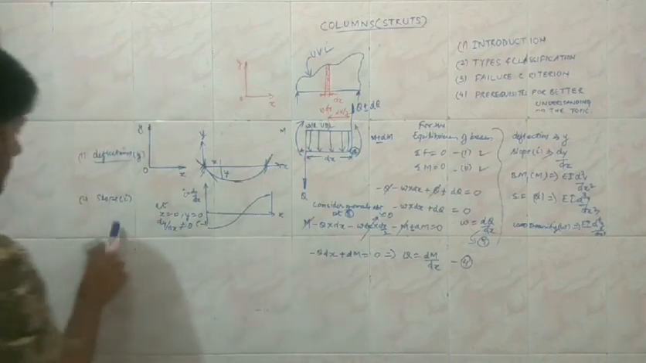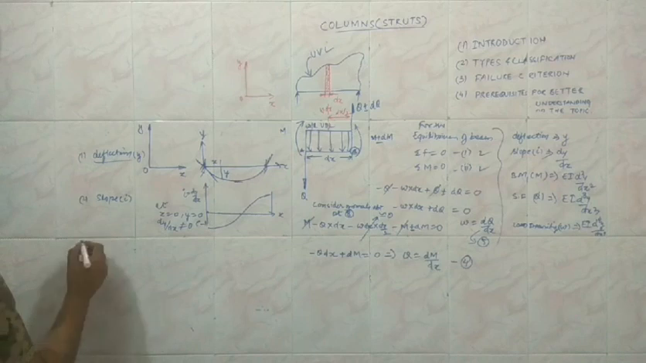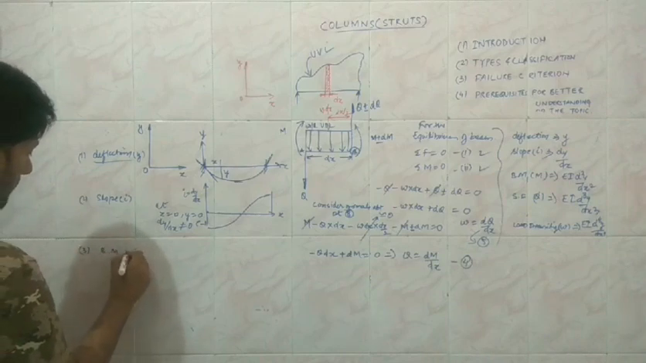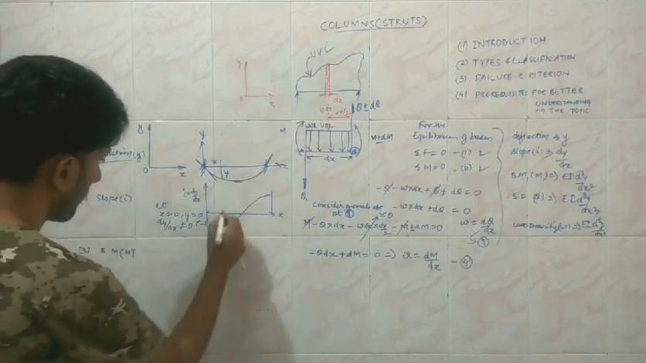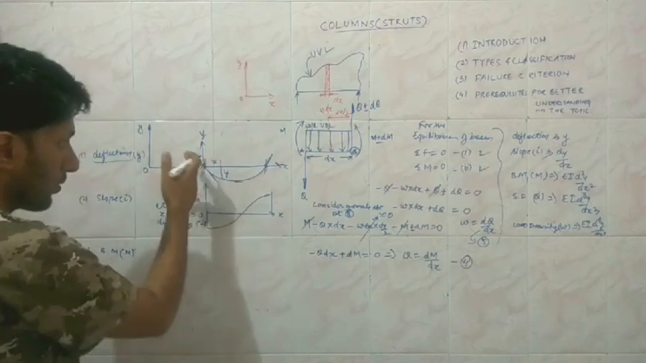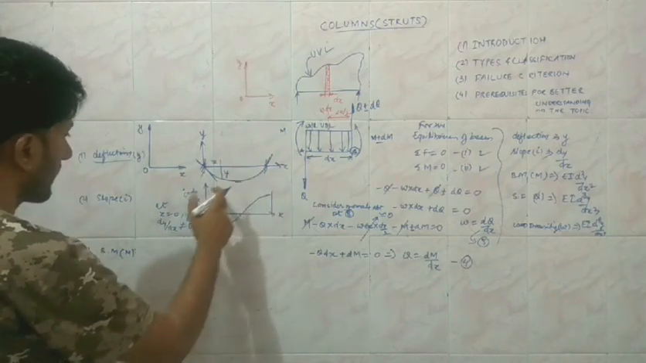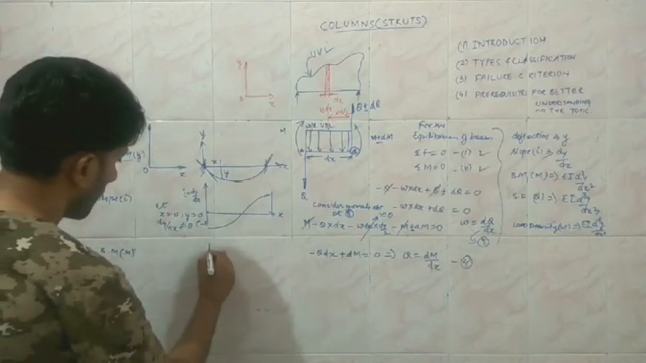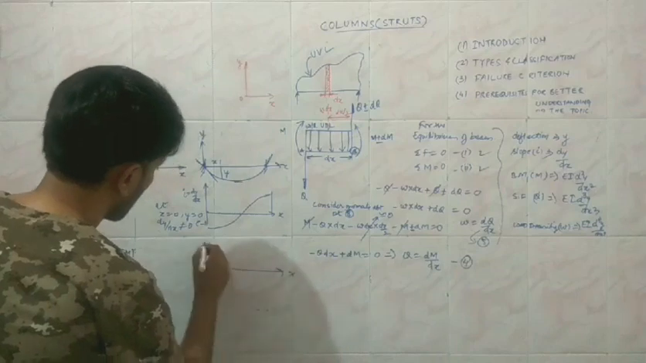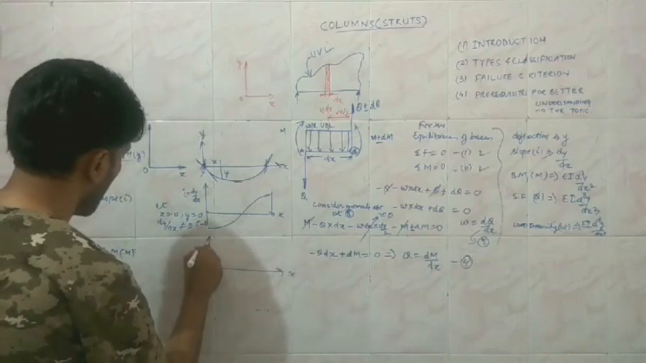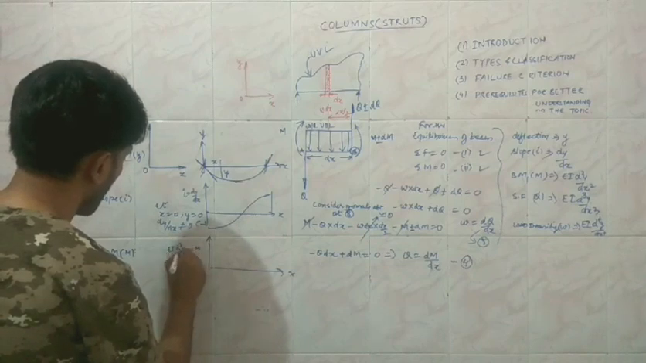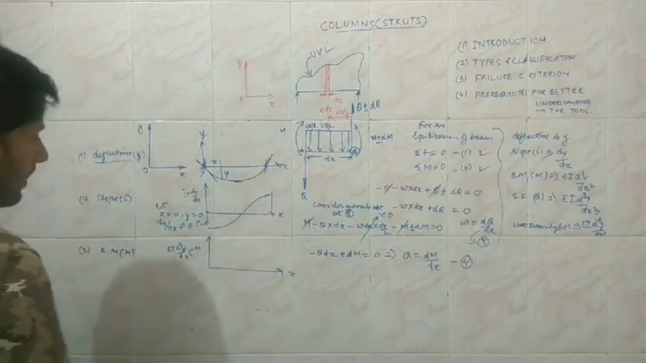Now, another thing is, we need to identify the variation of the bending moment M. For this, you need only the deflection diagram. From the deflection diagram we are able to draw all the other subsequent diagrams. So this is the positive direction of x, this is the positive direction of the bending moment, which is equal to EI into d square y upon dx square.